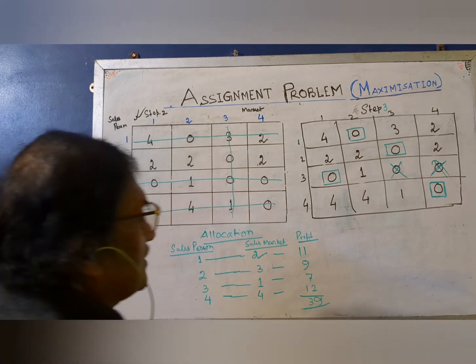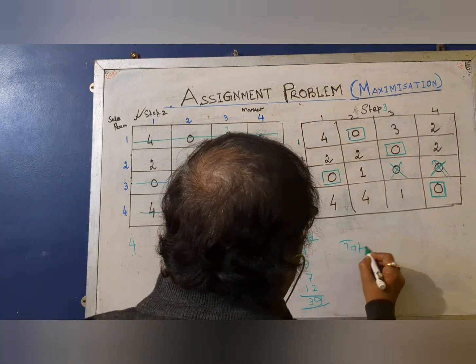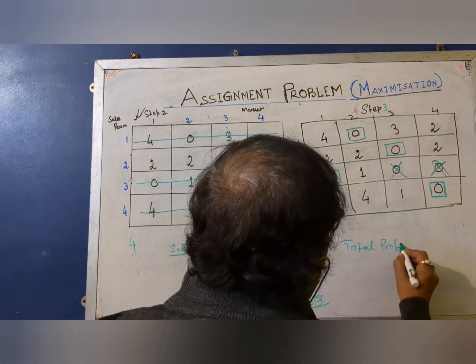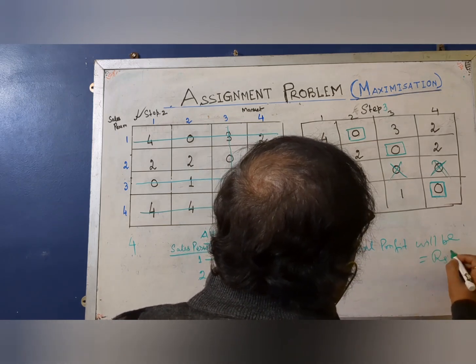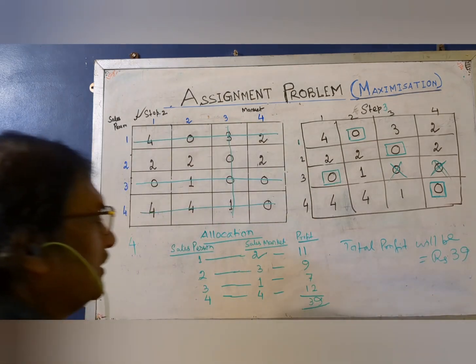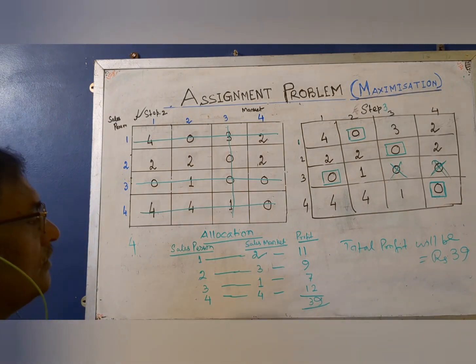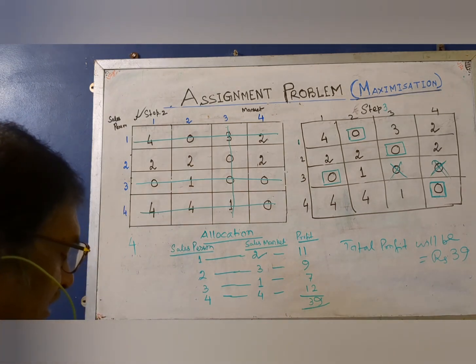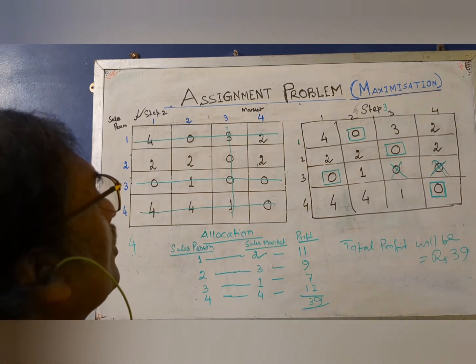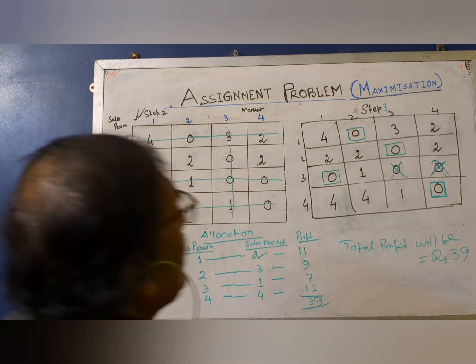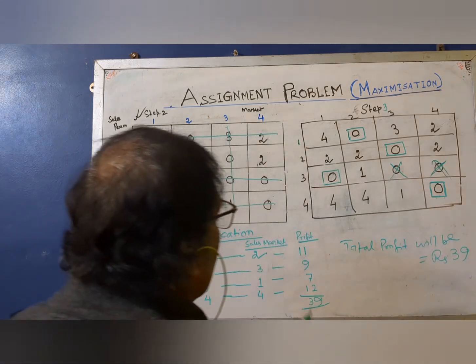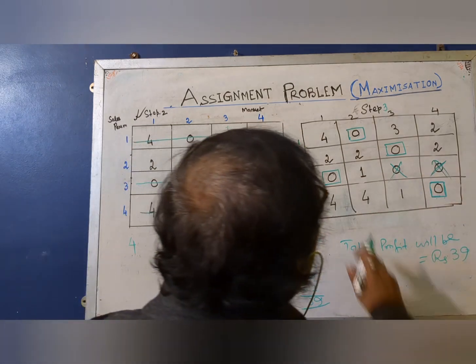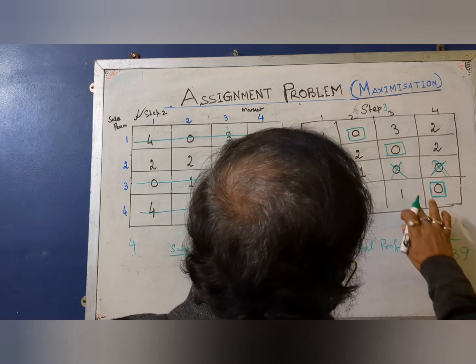So if it is in lakhs, then the total profit will be rupees 39. It may be in lakhs, crores, whatever it may be. This is the best allocation. You can check whether there is any multiple allocation or not. Is there any scope for multiple decision? That means is any other combination, the same maximum profit will come. You can check it, but you can see there is no option.